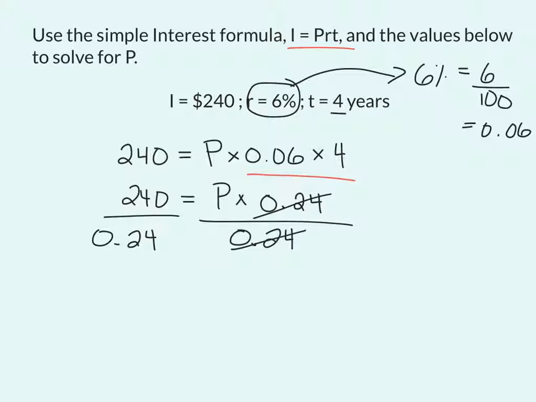The 0.24's cancel on the right side. I'm left with a single P on the right side, and then 240 divided by 0.24 on the left side is 1,000. So P, which is the principal or the original amount invested into the account, is 1,000, which is a monetary value. So P equals $1,000.